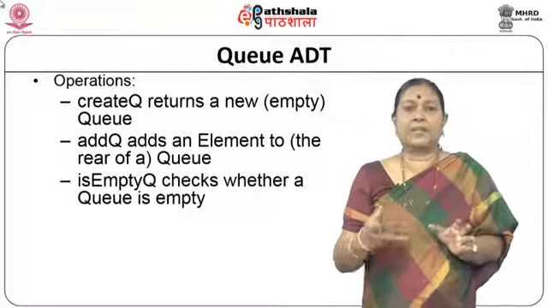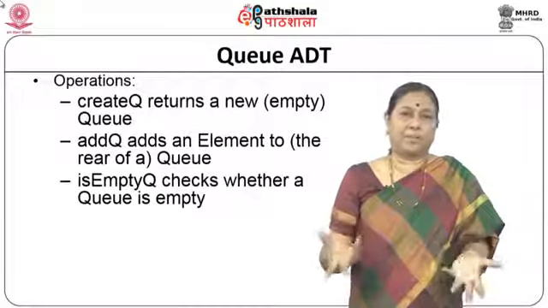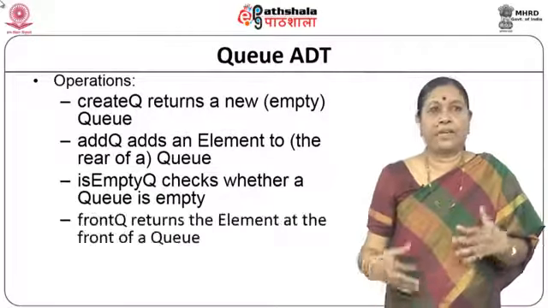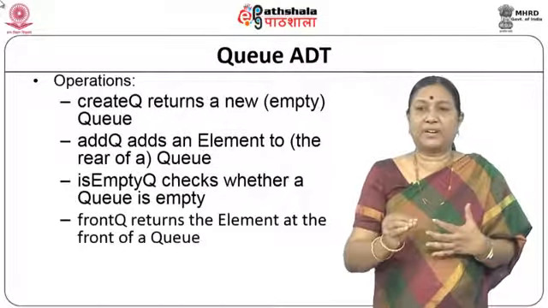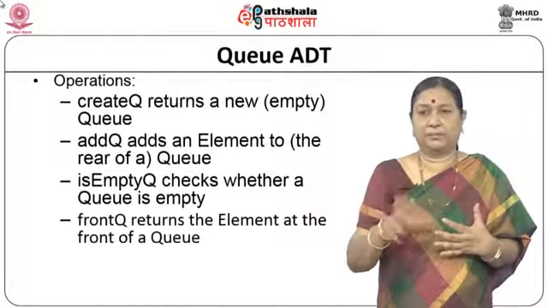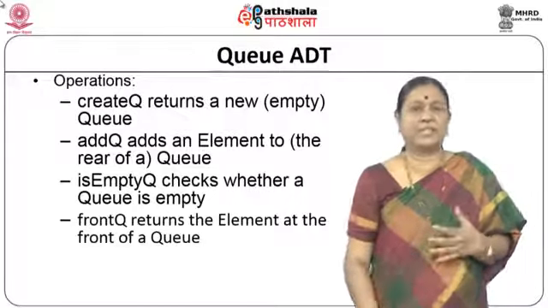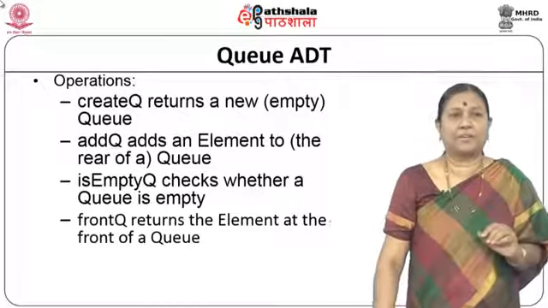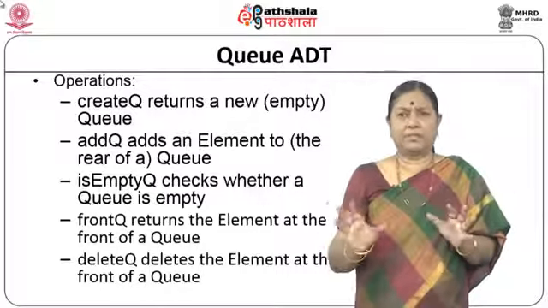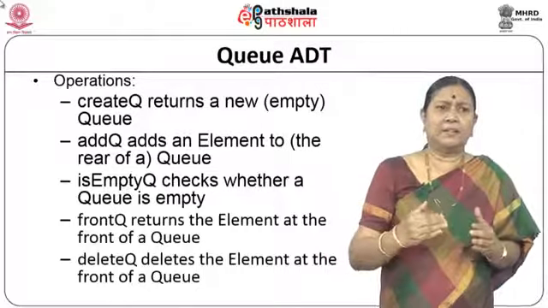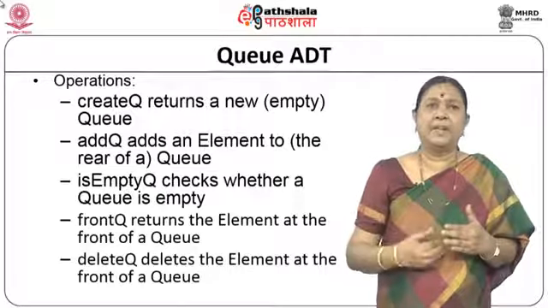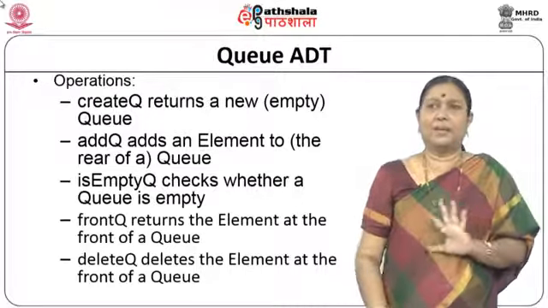Is empty queue returns whether the queue is empty or not. This is a typical Boolean operation which returns true if it is empty and false if it is not empty. Then you have front queue, which returns the element at the front of the queue. Here no deletion happens, it just returns the element at the front. This is just accessing the element. Again, we have seen this in a similar way for stack. And delete queue deletes the element at the front of the queue. So, front and delete are different in the sense that delete removes the element and updates the pointer appropriately, while front queue returns the element with no change in the queue.